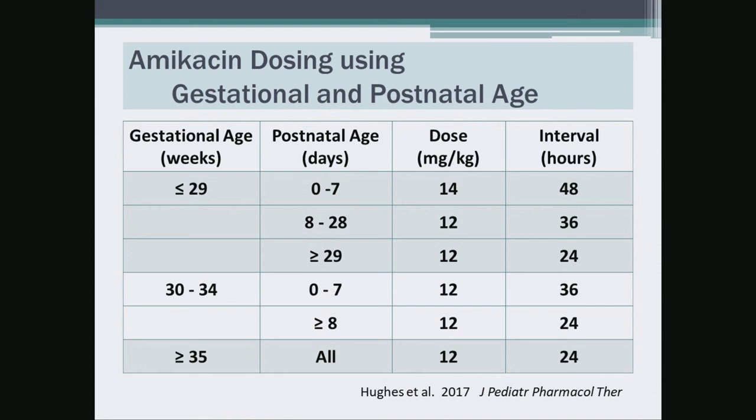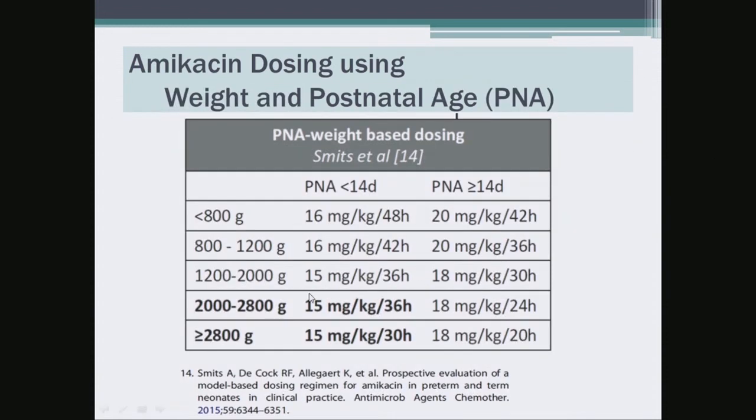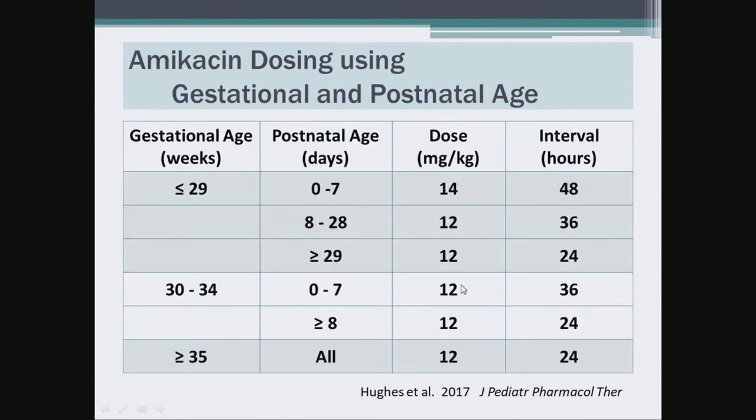Here's one from 2017 that used similar data, and you can see that the dosing intervals are now 48, 36, and 24 hours with doses in the 12 to 14 milligram per kilogram range. What's striking to me, if you read enough of these studies, is that here you have doses in the 15 to 16 milligram per kilogram range. Here you have doses in the 12 to 14 milligram per kilogram range. And depending on the population, you're going to see very similar levels. And so TDM is important and recommended for babies who receive aminoglycosides for more than 48 hours.